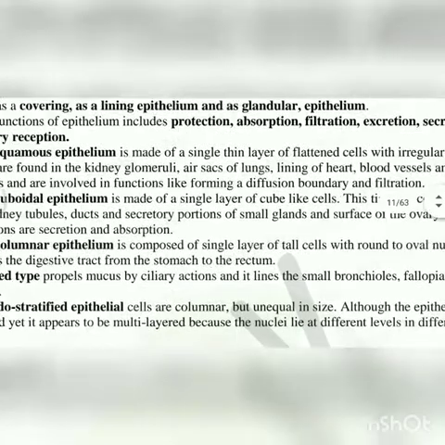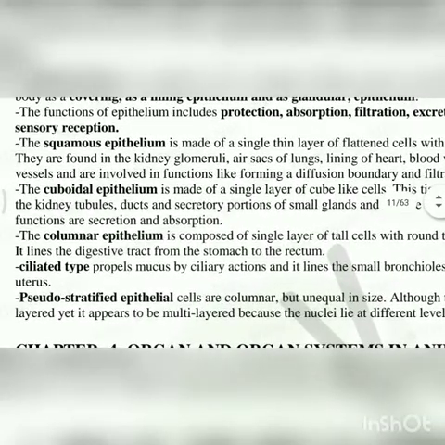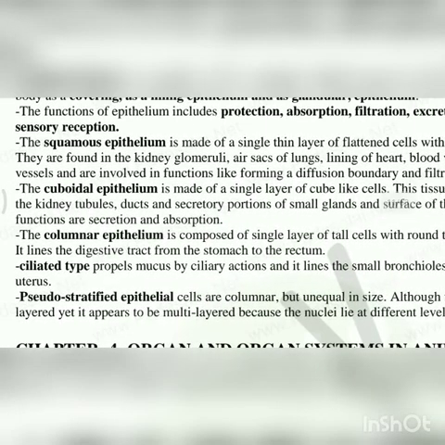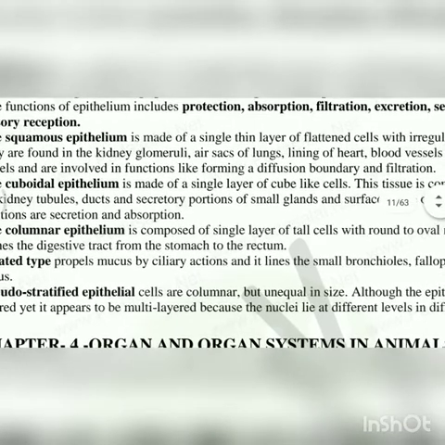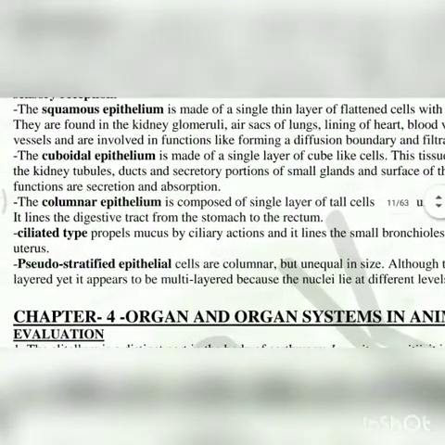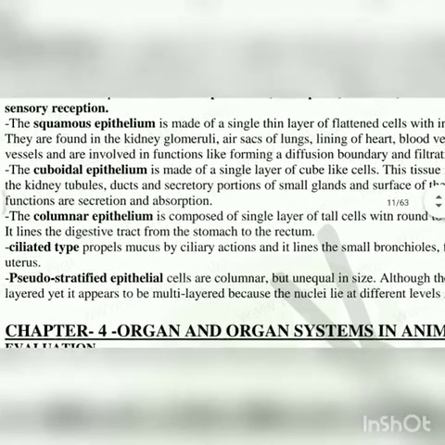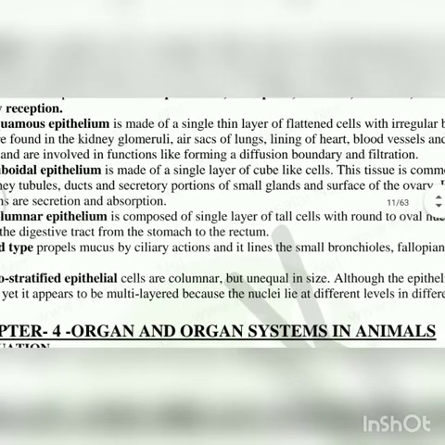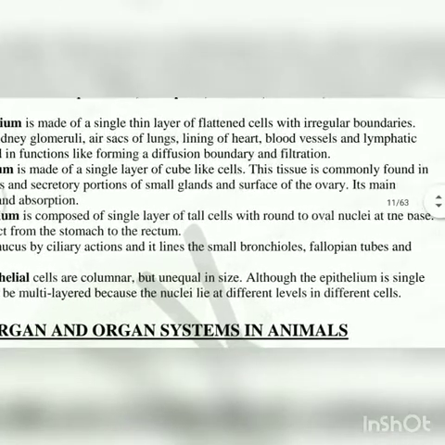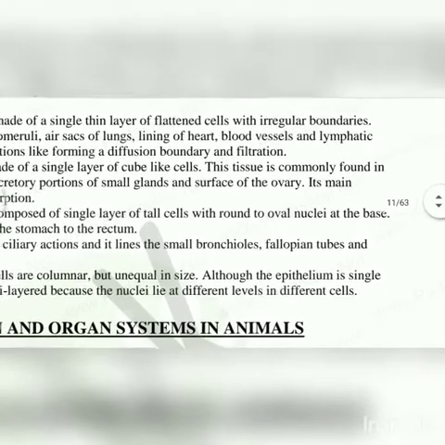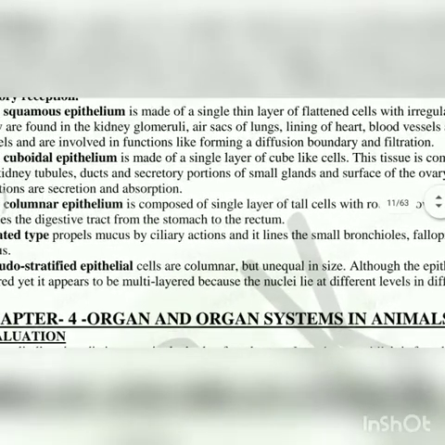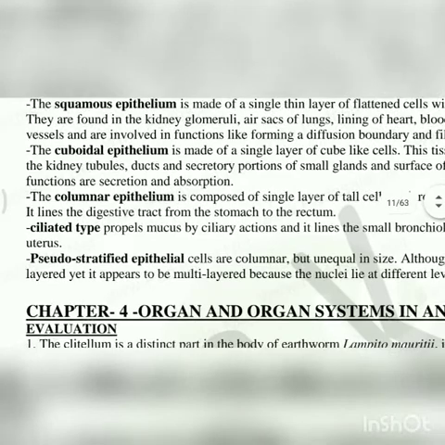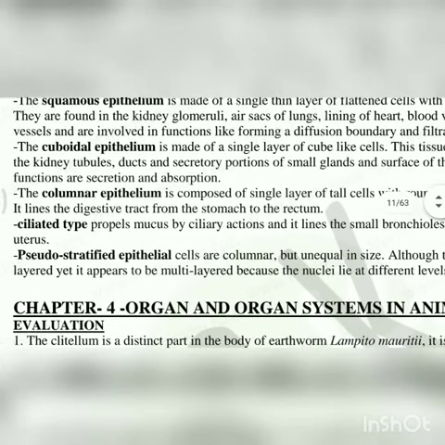The squamous epithelium is made up of, இப்போ ஒன்று ஒன்றா எக்ஸ்பிளைன் பண்ணுறோம். You have to draw diagram also. Diagram is very important in this. ஆனால் இதில் கொடுத்துள்ள உன்னோட புக்கில் கண்டிப்பாக நீ டயக்ராம் வரையணும். So simple epithelium is divided into different types. Squamous. Squamous epithelium is a single layer of flattened cells. Flattened cells is the important keyword, with irregular boundaries. They are found in the kidney glomeruli, air sac of lungs, lining of heart, blood vessels and lymphatic vessels, and are involved in the functions of diffusion and filtration.